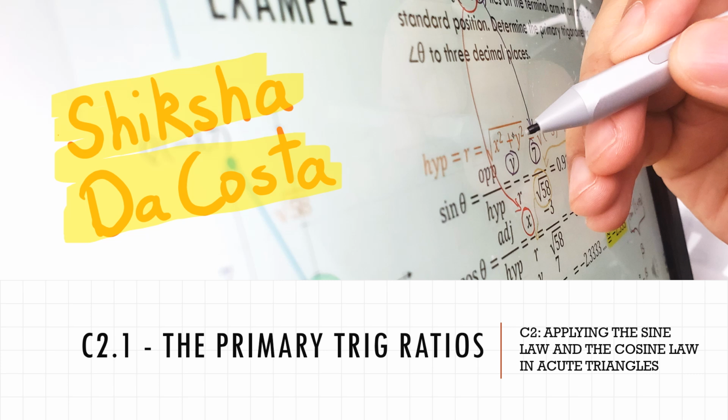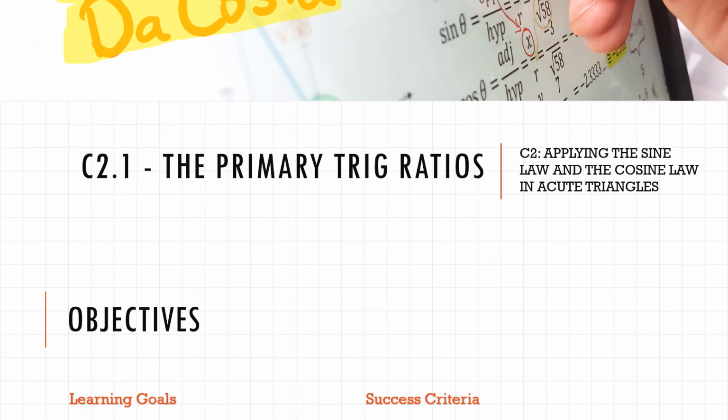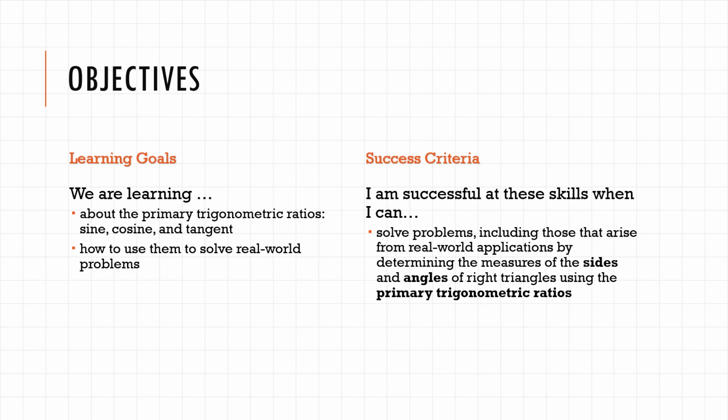Today we are doing C2.1, the primary trig ratios. And this is part of learning how to apply the sine law and the cosine law in acute triangles. So today we're learning about the primary trig ratios, sine, cosine, and tangent, and we're going to learn how to use them to solve real-world problems.